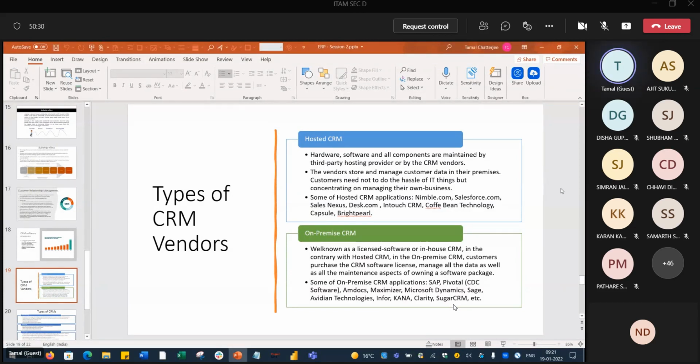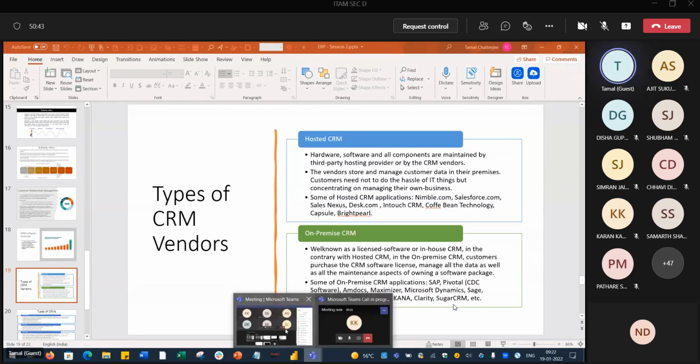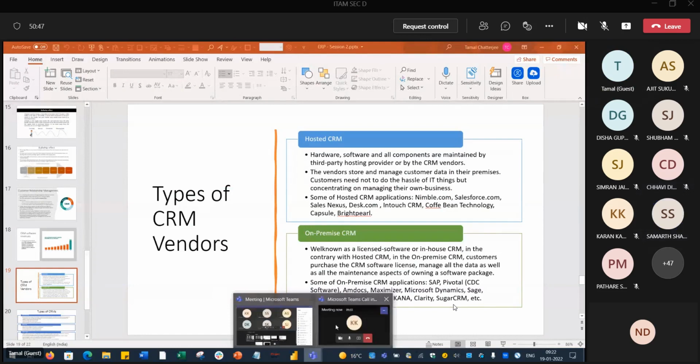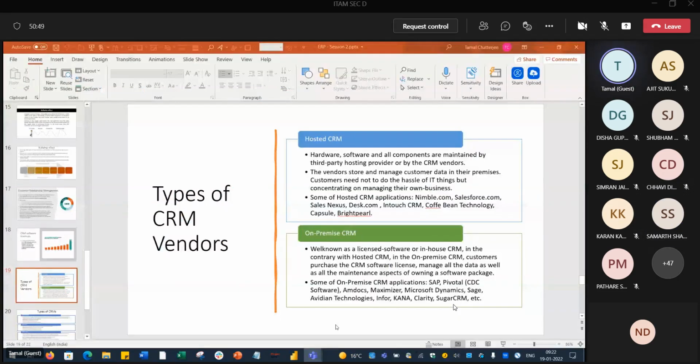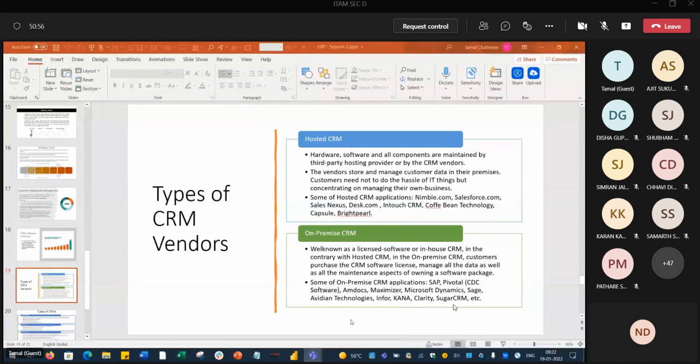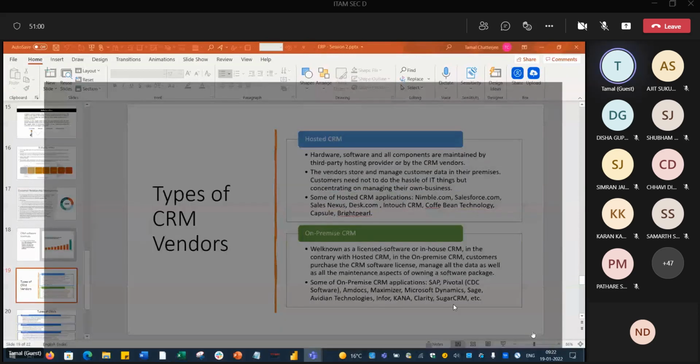So now it's time for group 1 to present. So I am stopping. Where to stop? How to? Okay, this one. So I am stopping my sharing. What is happening? So group 1.